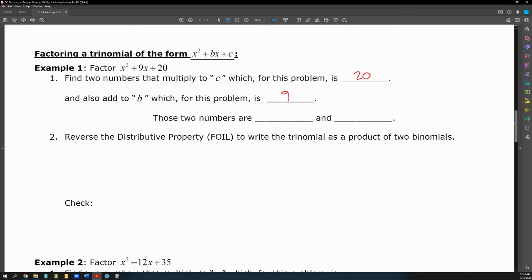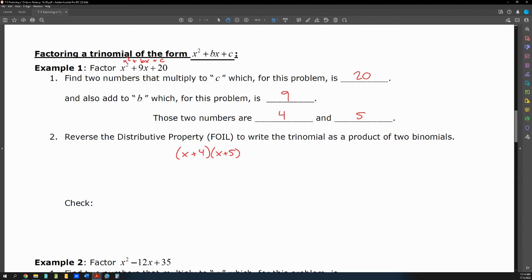So c is 20 and b is 9. So two numbers that multiply to 20 that add to 9. The answer is 4 and 5. So what we're going to do is write out our factors, x plus 4, that's a positive 4, and x plus 5, and that's a positive 5.